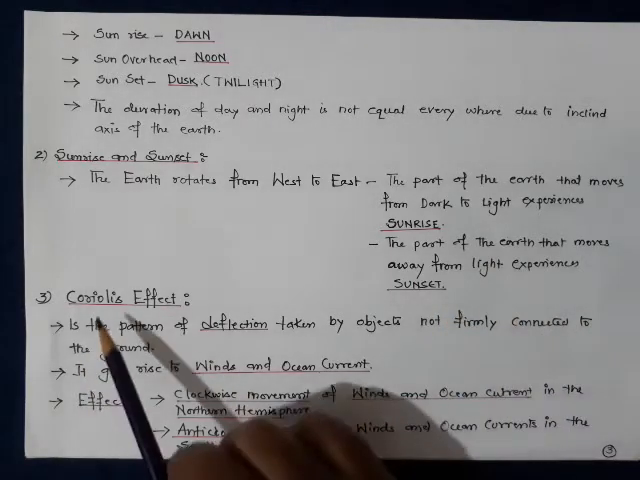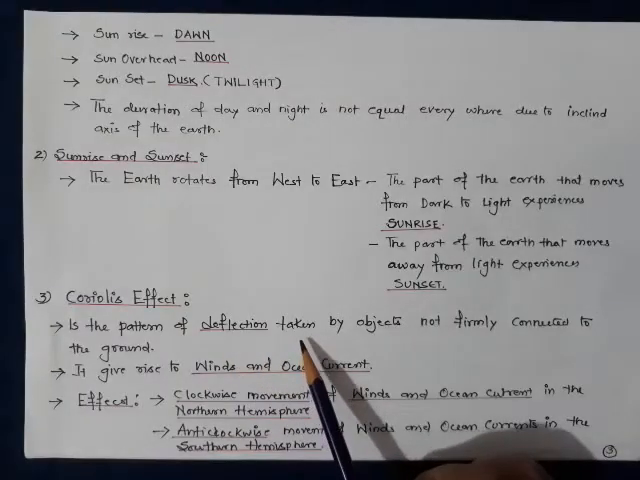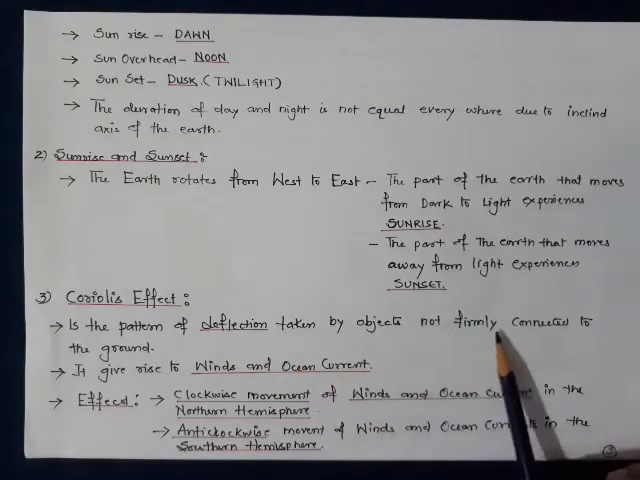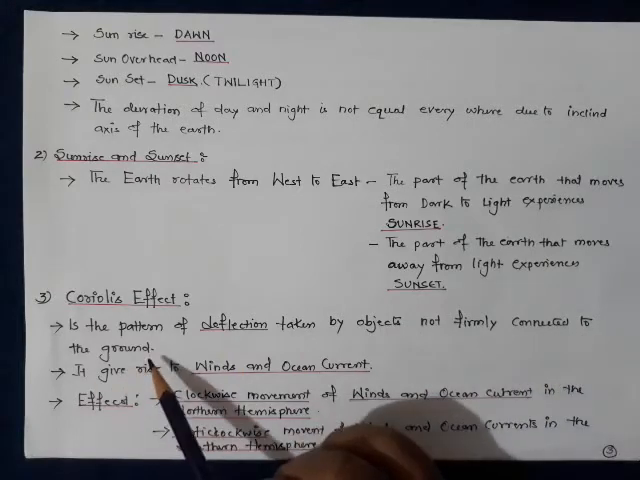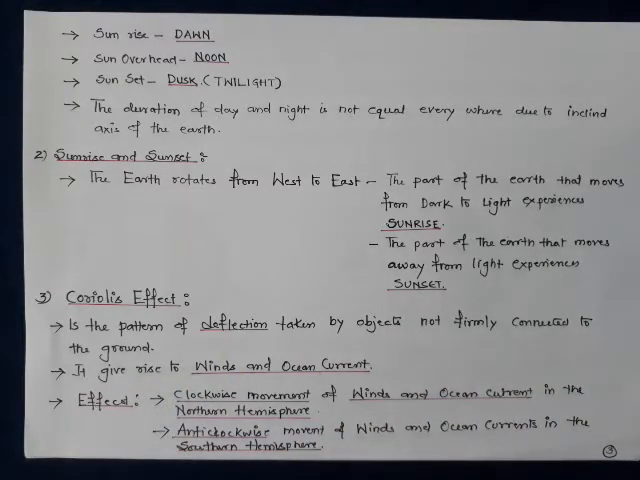Coriolis effect is the pattern of deflection taken by objects not firmly connected to the ground. This is very simple, students. As the earth rotates from west to east, there is a great impact of the rotation of the earth and the shape of the earth. Because of the spherical shape of the earth, the air masses or the wind gets deflected.